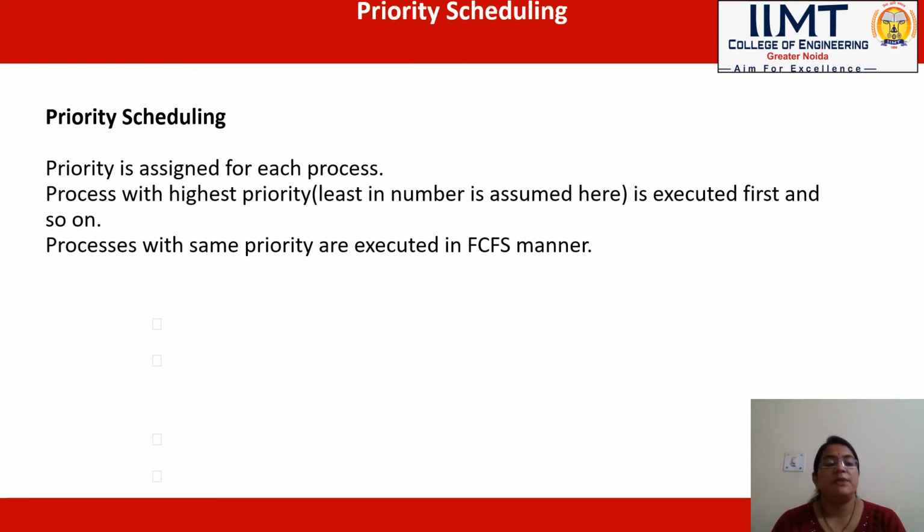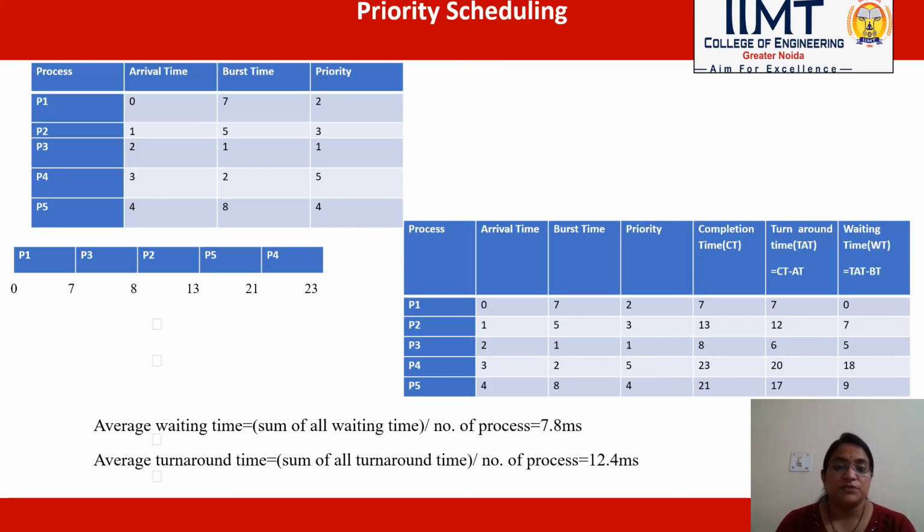Priority scheduling. Priority is assigned to each process. The process with the highest priority, where a priority number is assumed, is executed first, and so on. Processes with the same priority are executed in FCFS manner. In this example, we can see processes P1, P2, P3, P4, P5 along with their arrival time, burst time, and also priority. And in this example, lower number means higher priority.